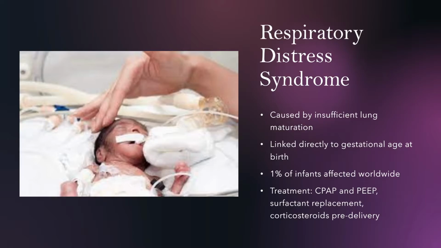A common treatment is CPAP and PEEP, which stand for continuous positive airway pressure and positive end expiratory pressure. If you are looking at these online, they're often reported as the same thing. They are similar. They're both air being forcibly pushed into your lungs, but CPAP is continuous, whereas PEEP happens at specific times at the end of expiration. Surfactant replacement is another very efficacious treatment for respiratory distress syndrome, as well as corticosteroids pre-delivery. While the baby is still in the womb, you can give the mother corticosteroids to speed up lung maturation.